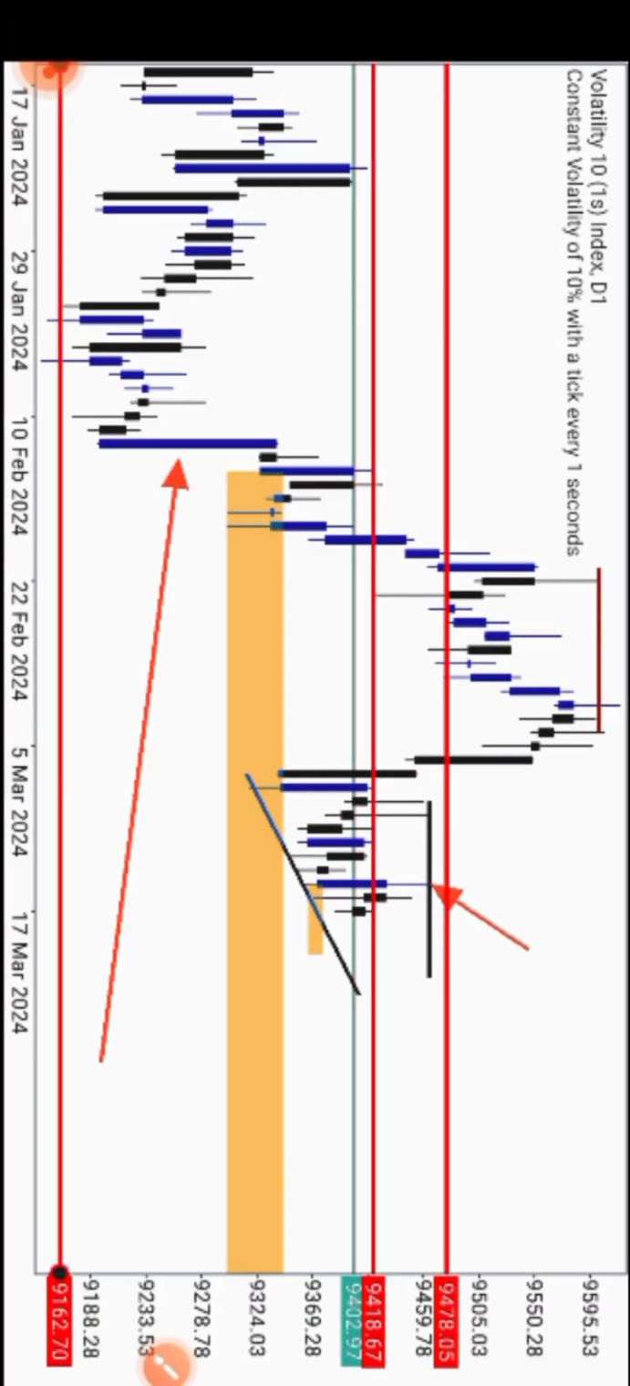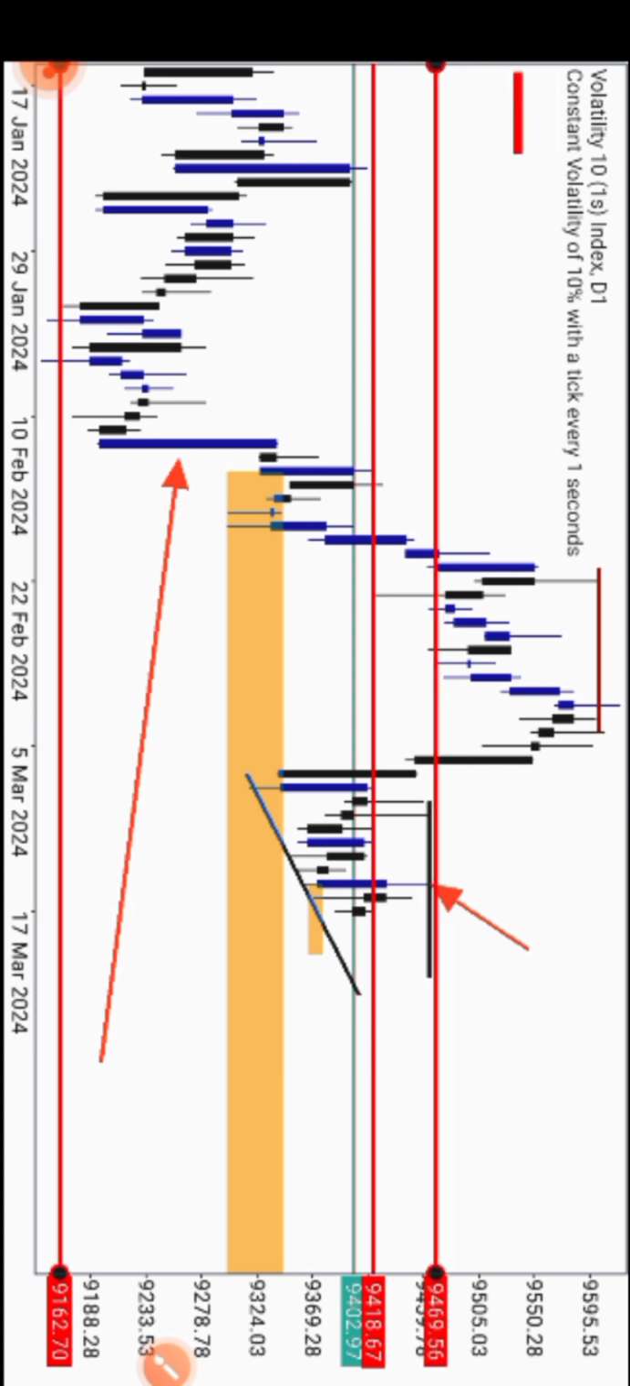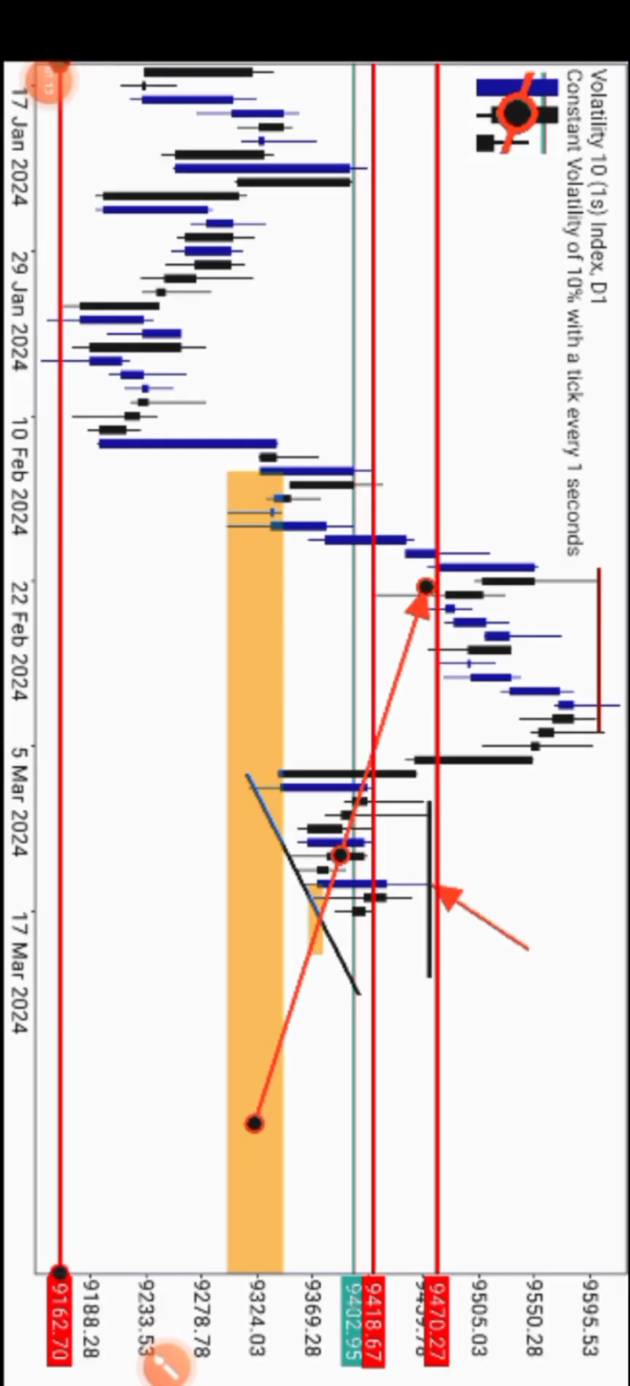So I'm here on VIX 10 1S on the daily time frame, and as you can see, I have already made my markups. What are these horizontal lines? For example, this one is a resistance. I have already marked it here. Let me use this arrow. You can see this is my resistance here. Why did I mark this resistance?